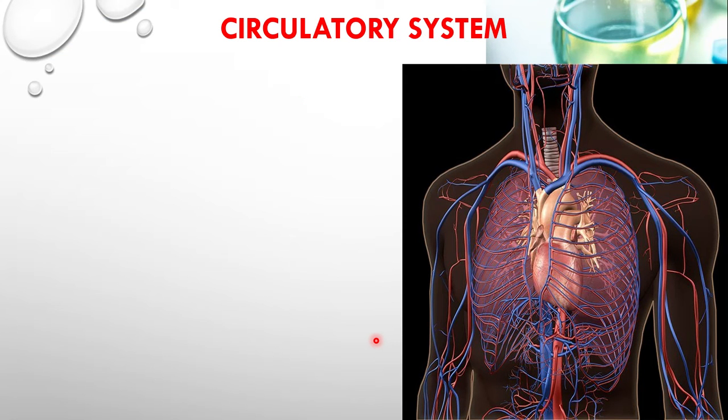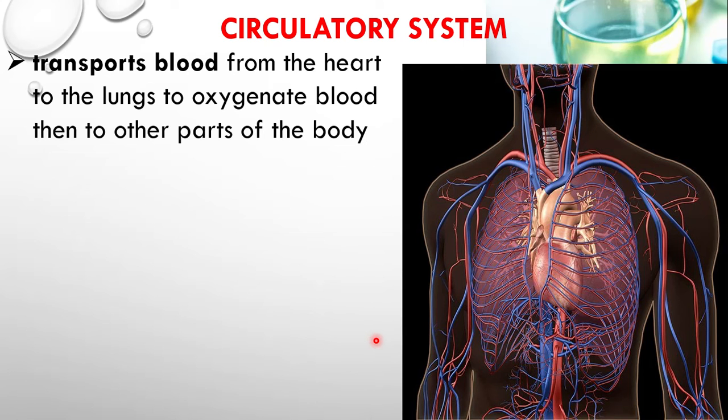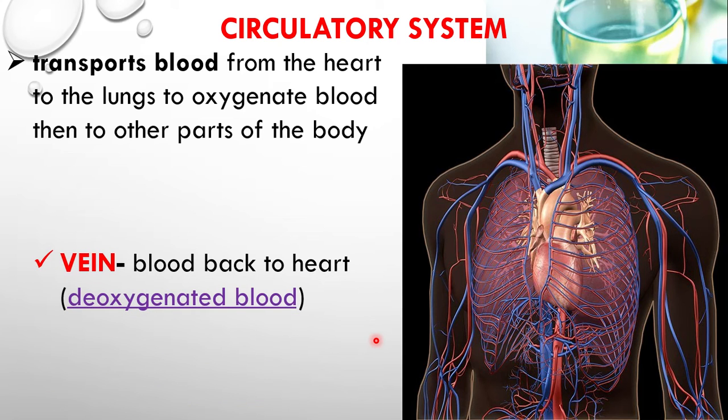Okay, so let us now proceed with the circulatory system. Okay, so the circulatory system, its main function is to transport blood from the heart to the lungs to oxygenate blood, then to other parts of the body. Okay, so we have the parts of the circulatory system that transport the blood.